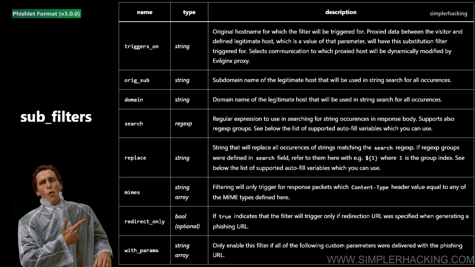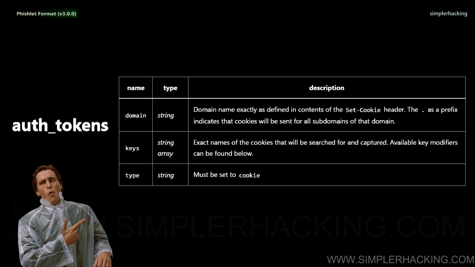Hopefully it makes sense. Let's jump to auth tokens, which is where you set up the cookies and session tokens to be captured in the YAML file. Starting with domain. Domain specifies the domain name exactly as it is defined in the set cookie header of the target website. This domain indicates where the session cookies will be captured from. If the domain includes a dot as a prefix, it signals that cookies will be sent and captured for all subdomains of that domain. This is a clear distinction that I see a lot of users mess up.